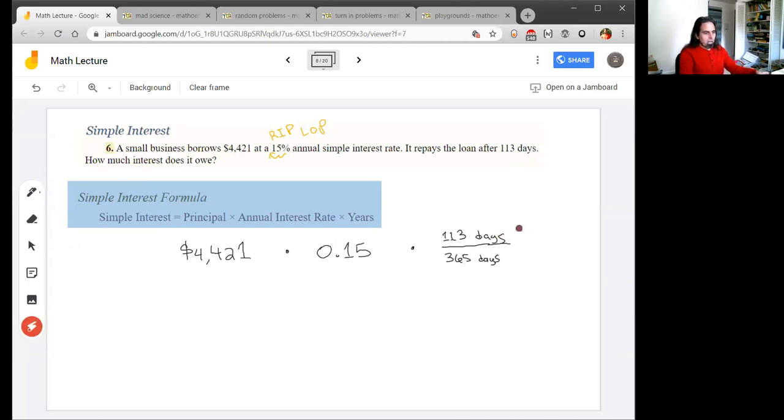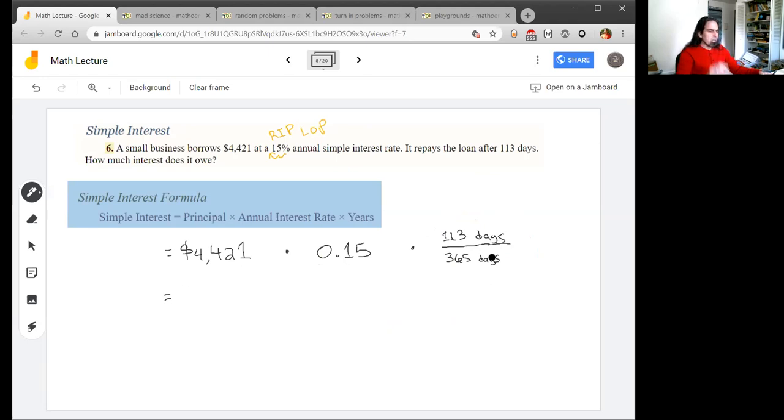So this is a fraction less than 1. So it's going to shrink the 15%. Just like we took Blackbeard's percent and made it smaller to find just a monthly amount. We're not dividing by 12 because there's nothing in this problem about months. We're just saying what fraction of a year goes by.